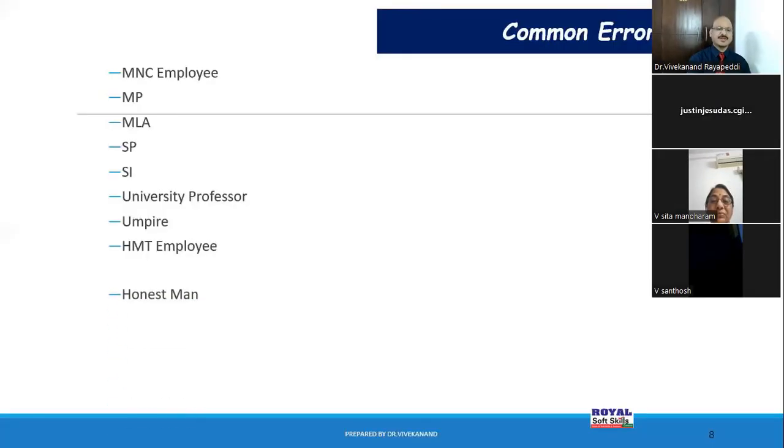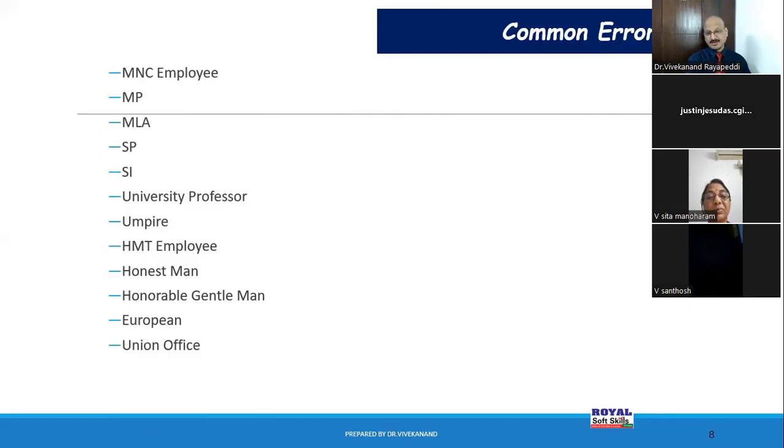An HMT employee. An honest man, because here the first sound is a. H is silent over here. An honest man. An honorable gentleman. A European. Even though E is there, don't consider the alphabet, as I told a while ago. A European. A union office. The ya sound is coming. A union office. An umbrella. An FCI worker. Food Corporation of India.